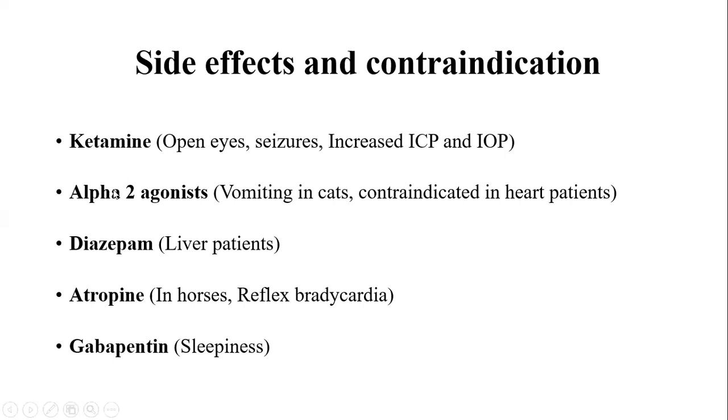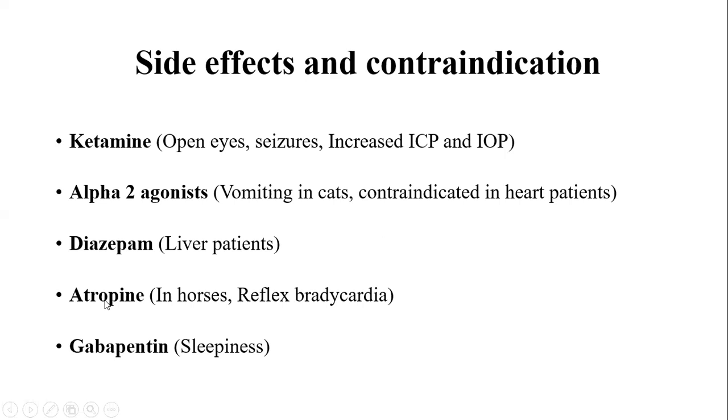Okay. Then the next drug that we have to discuss is the alpha 2 agonist. Common examples of alpha 2 agonists are xylazine and dexmedetomidine. Xylazine basically causes vomiting in cats. That is the common side effect, and it is contraindicated in heart patients because xylazine or dexmedetomidine cause bradycardia. So those animals who are already suffering from heart disease, you cannot use alpha 2 agonists in those patients. Then comes diazepam. Diazepam basically damages the liver, so that's why diazepam is contraindicated in those patients who are already suffering from liver disease. Then comes atropine.